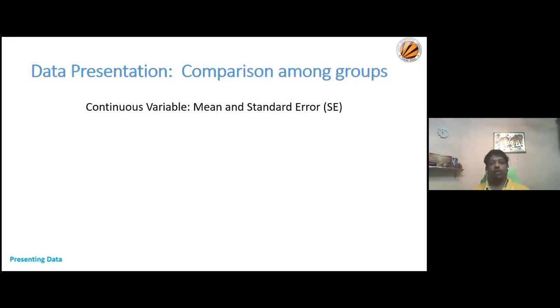The second one is, when you compare your interventions between the groups or among the groups, you must use mean and standard error. What we often see in your clinical work, in the way you write your dissertation, your capstone, is that you usually write standard deviations. Actually, the standard deviation we should not use. If it is a continuous variable, you must use mean and standard error, not standard deviations.